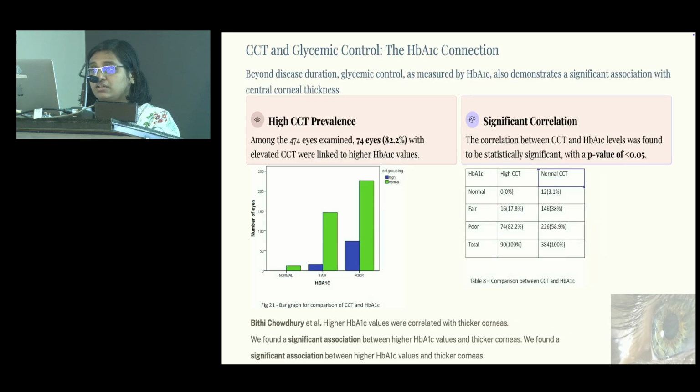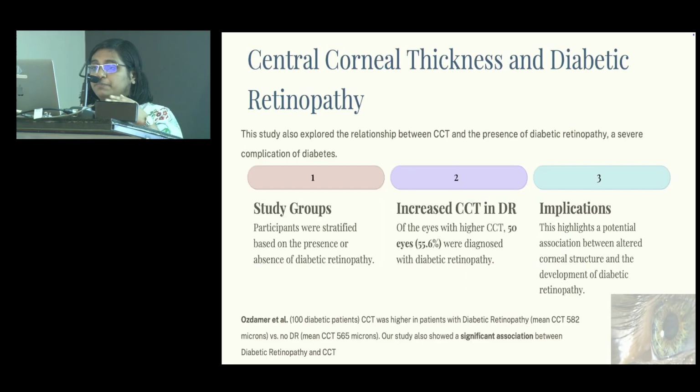We also measured HbA1c, and we have seen that there is a direct correlation between HbA1c and central corneal thickness. That is, 82% of people who had thicker central corneal thickness were associated with higher HbA1c values. B.T. Chowdhury's study also showed similar results. Then we divided people into presence and absence of diabetic retinopathy, and it was seen that those who had thicker central corneal thickness were diagnosed with diabetic retinopathy. Ozdamar et al.'s study also showed similar results to our study.